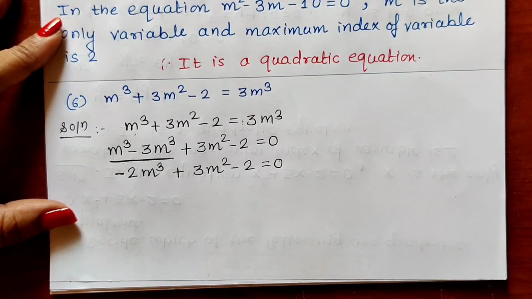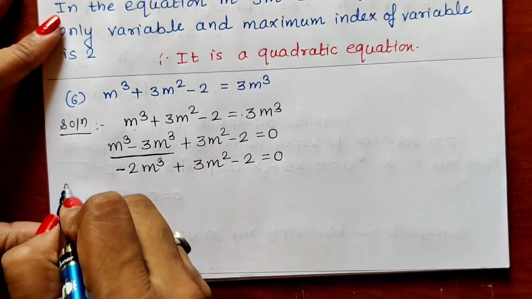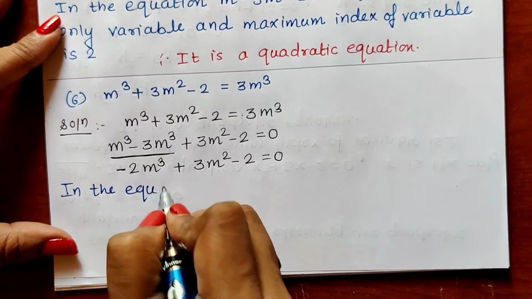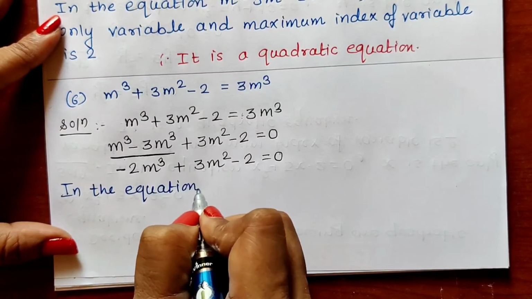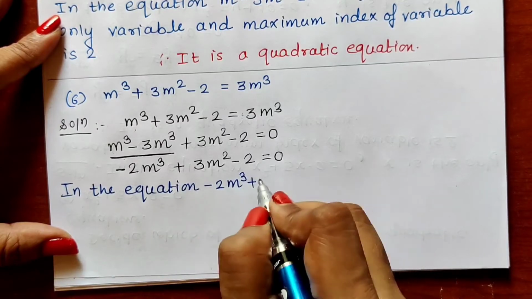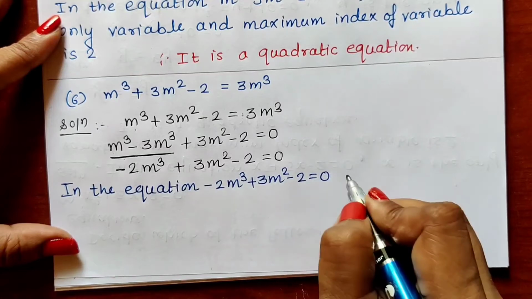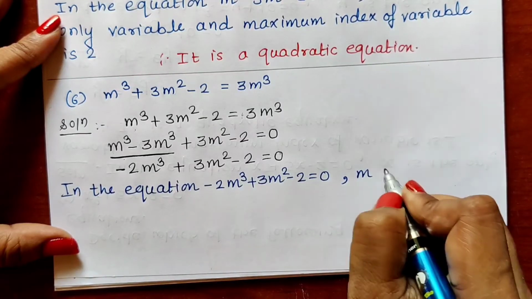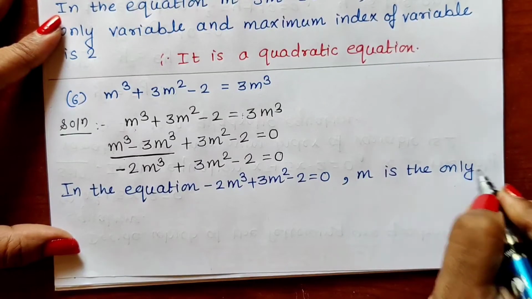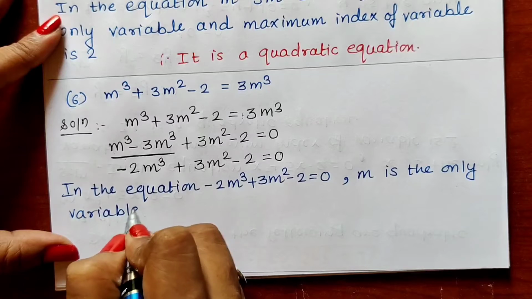Now compare the equation with general form. What should be written? In the equation, minus 2m cube plus 3m square minus 2 is equal to 0. Which is the variable? M is the only variable. We cannot say any other variable except m.